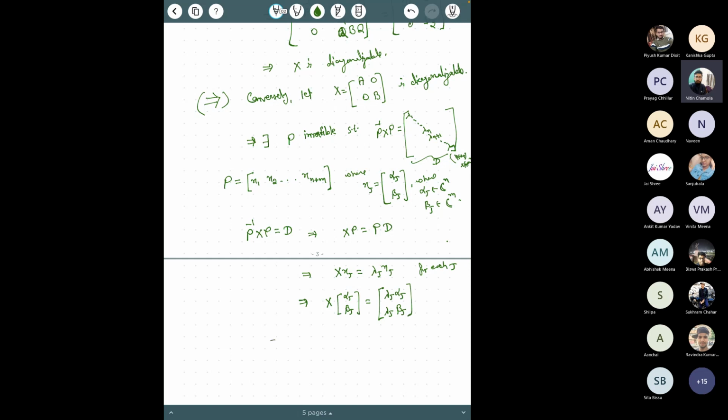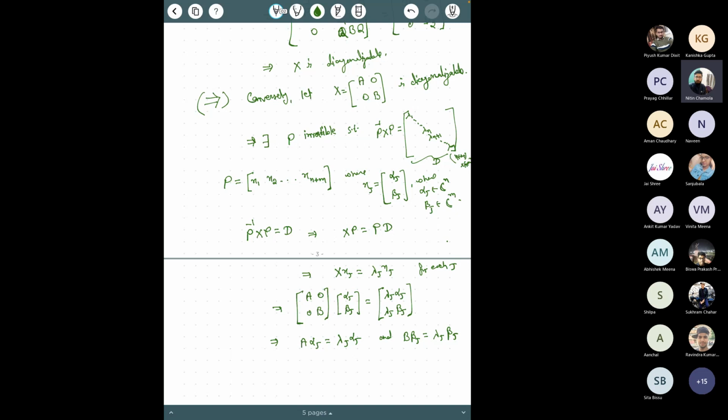So what we can say from here, if you now look at what this X is, I can write it block-wise, the X matrix is this one. So what I can say from here is A alpha j is equal to lambda j alpha j, and B beta j is equal to lambda j beta j.